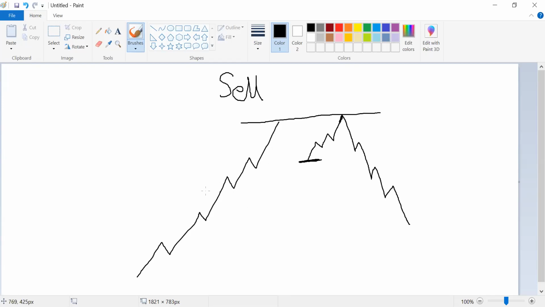I will repeat the condition. The first condition, the price should rally on the previous day. Second condition, the price opens lower on the next day. Third condition, once the price gets close to the previous day's high, it finds a resistance over there. Now let's have a look at some of the examples.